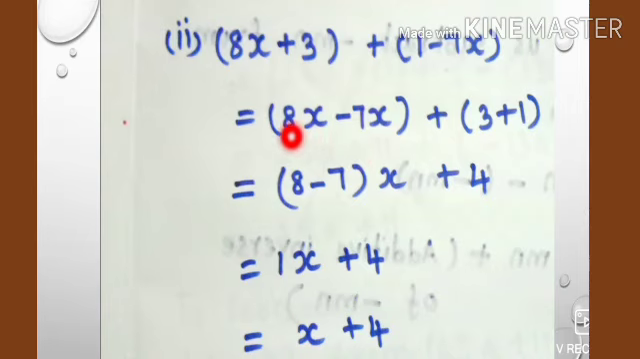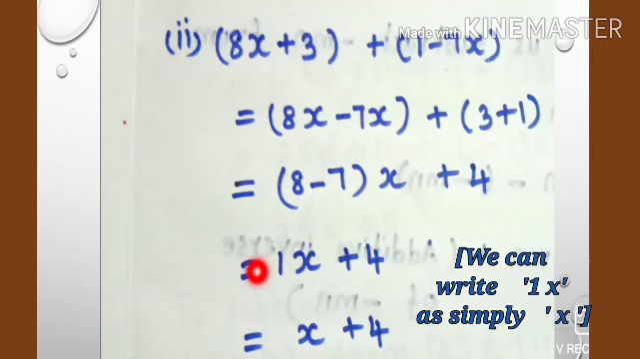That is, 8x minus 7x is 8 minus 7 x. Here when we add 3 plus 1, we get 4. Now 8 minus 7 is 1, x plus 4. Here in the next step, it is not necessary to write 1 before the variable x, that is x plus 4. It is understood that it is 1x.